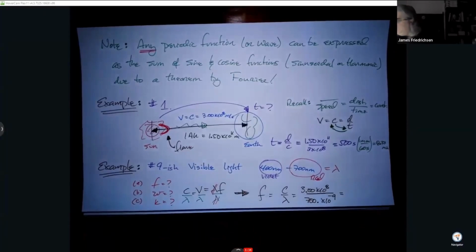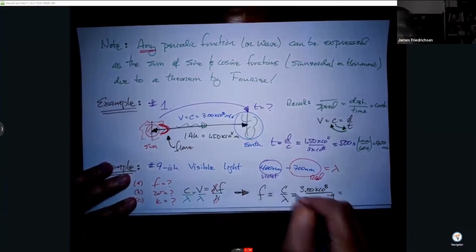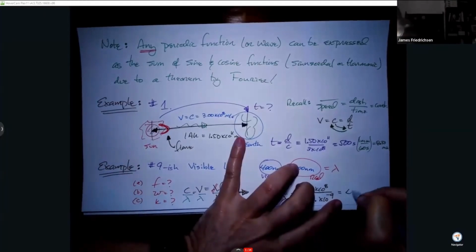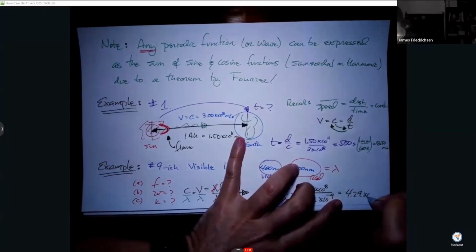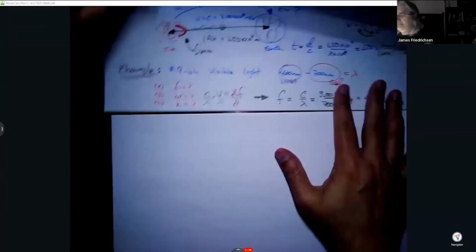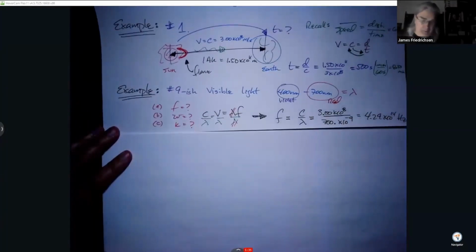Okay. What will we get for the frequency of the red end of the visible spectrum? Thank you. 4.29 times 10 to the 14. This will be in hertz. So that's the answer to the first part, part A. And then let's go in and let's find the angular frequency.